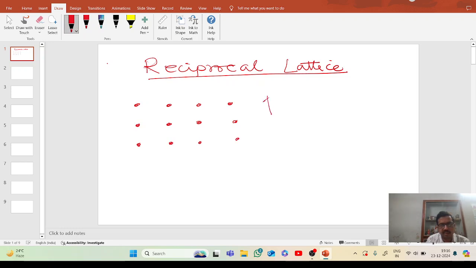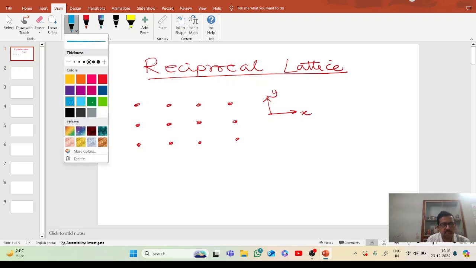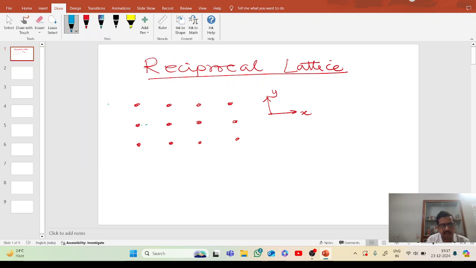Now if this is along y and this is x, then the Bravais lattices are along x. Let us suppose this is my A1 and along y, this is my A2. Then the translational vector in two-dimensional space will be, suppose, U1 A1 plus U2 A2.